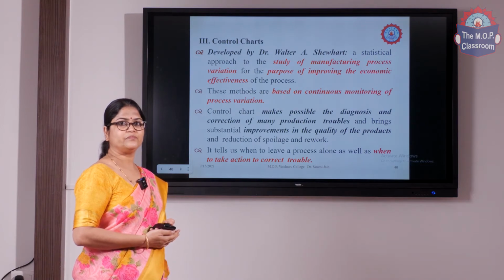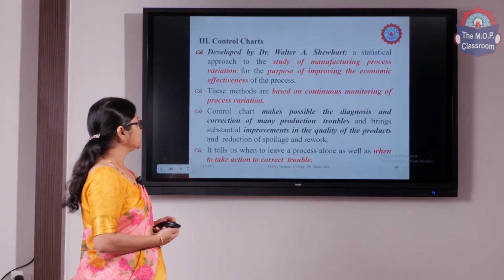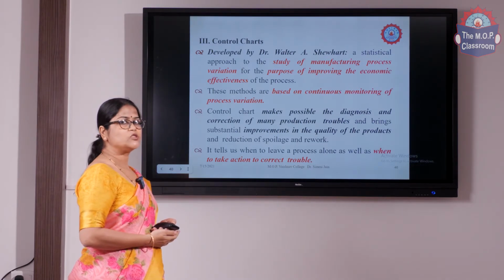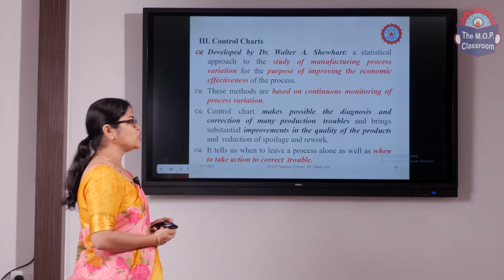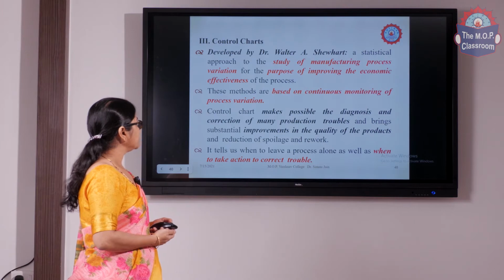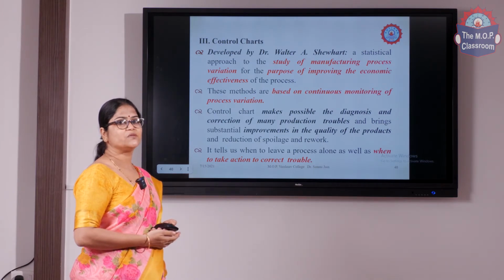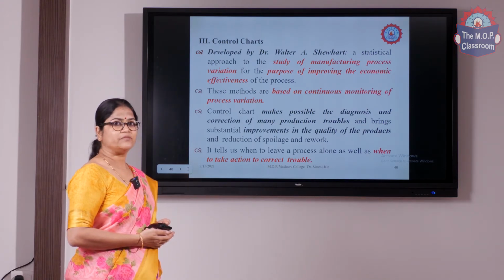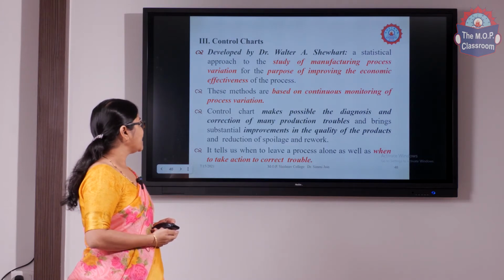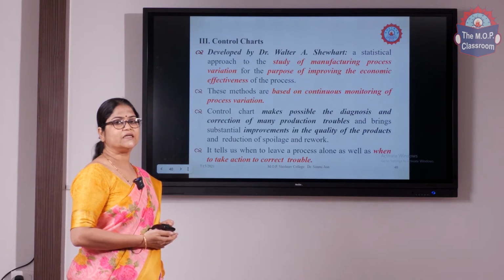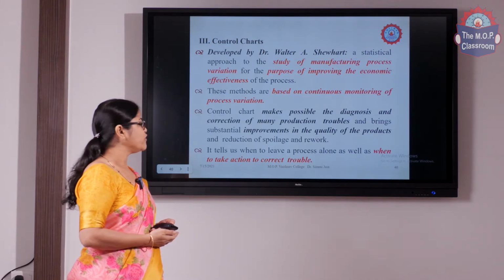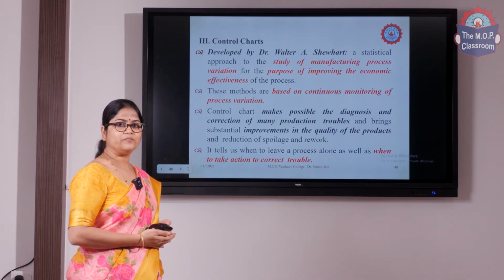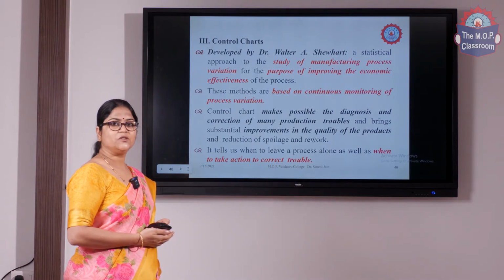Control charts. Developed by Dr. Walter A. Stewart, a statistical approach to the study of manufacturing process variation for the purpose of improving the economic effectiveness of the process. These methods are based on continuous monitoring of process variations. Control charts make possible the diagnosis and correction of many production troubles and bring substantial improvement in the quality of the product and reduction of spoilage and rework. It tells us when to leave a process alone as well as when to take action to correct the trouble.